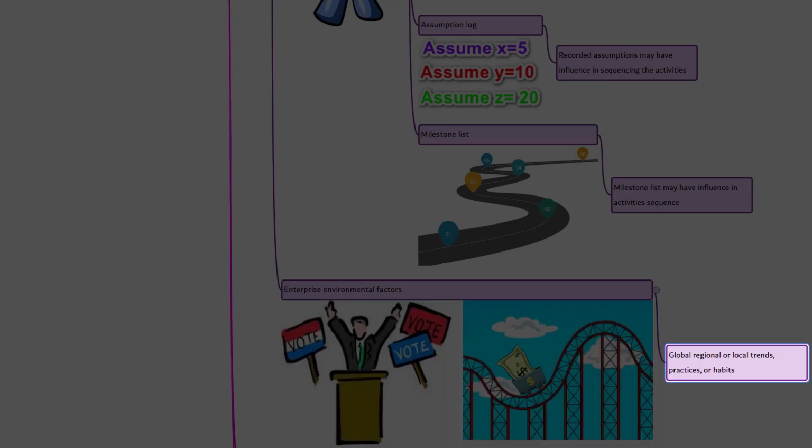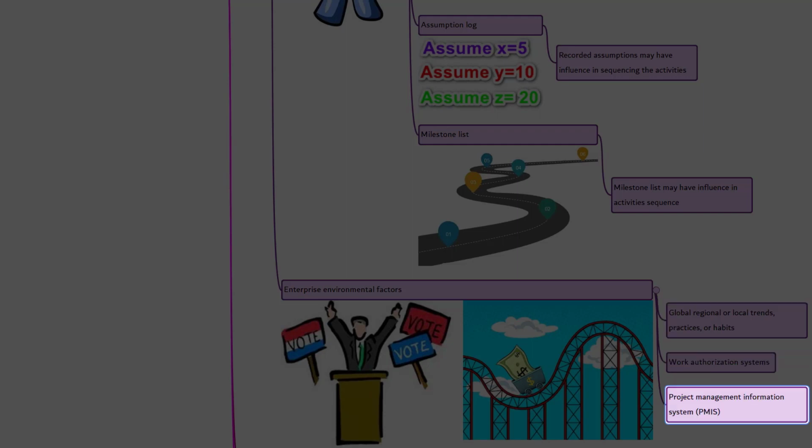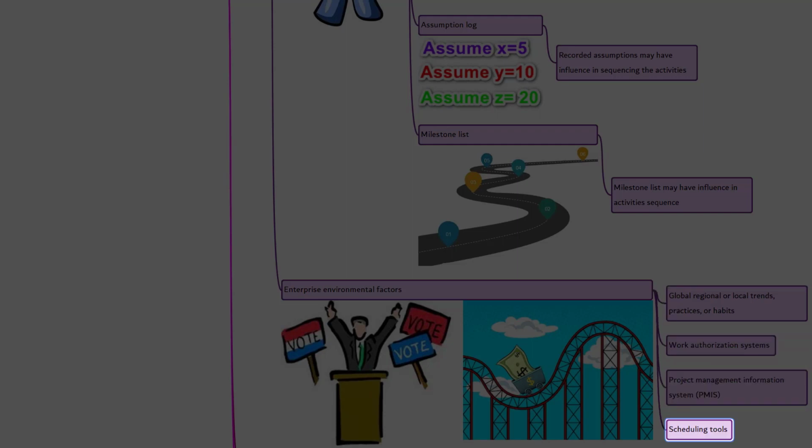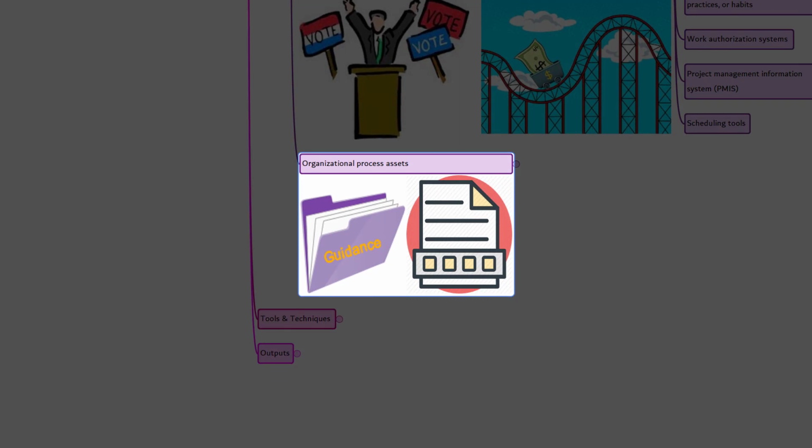The next one is enterprise environmental factors. Government or industry standards, for example, product standards, quality standards, safety standards, and workmanship standards will have influence. Organization work authorization systems, project management information system, scheduling tools are some of the enterprise environmental factors to be considered as input.